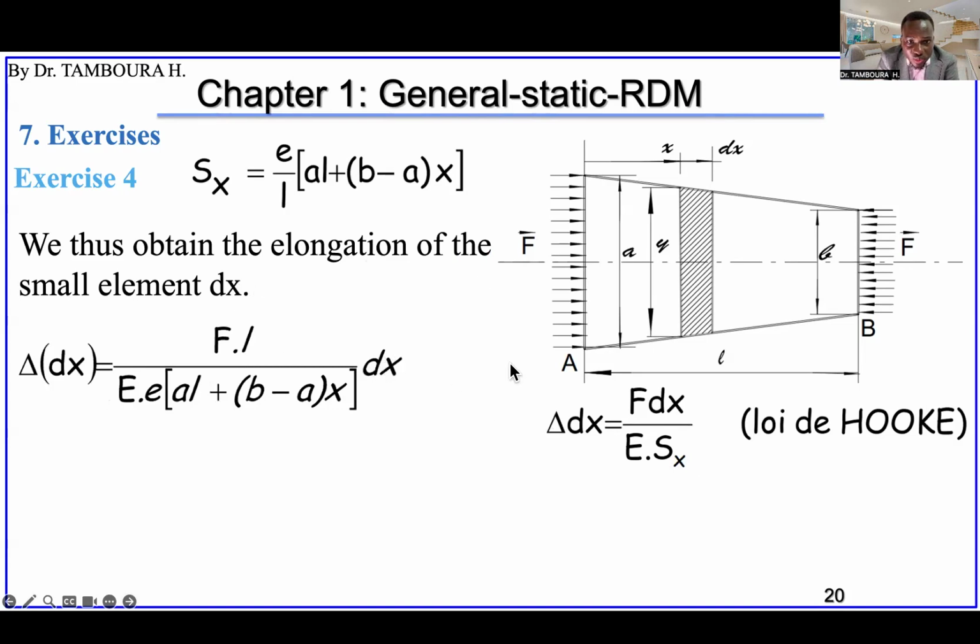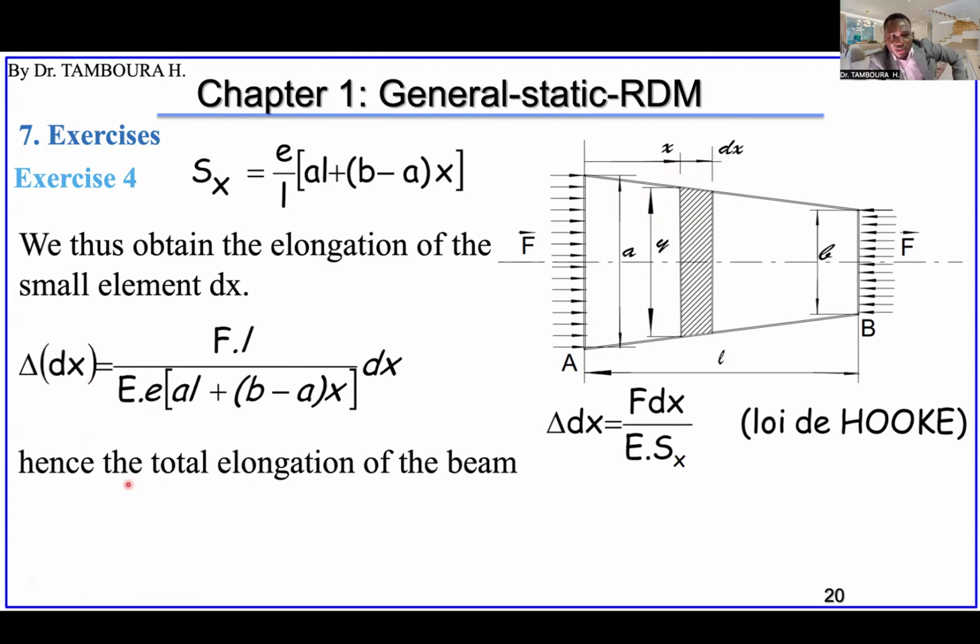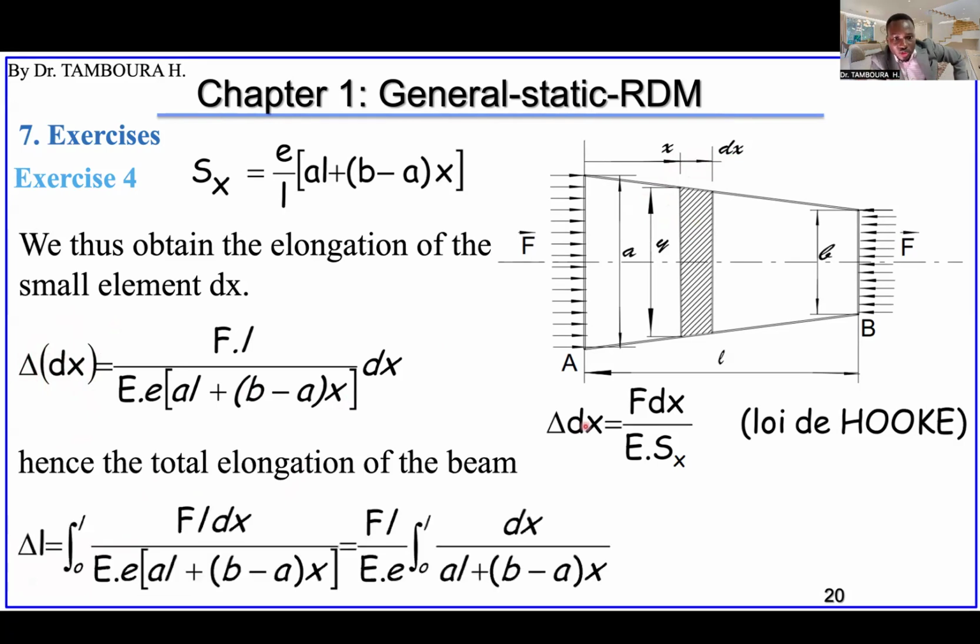So the thing is, when you divide this, it will be reversed. This L will come up. This is dividing a fraction by another fraction. Okay, so we obtain something like this for the delta dx, meaning the length variation of this small element. And then we can integrate all this to obtain the total elongation, the total length variation.